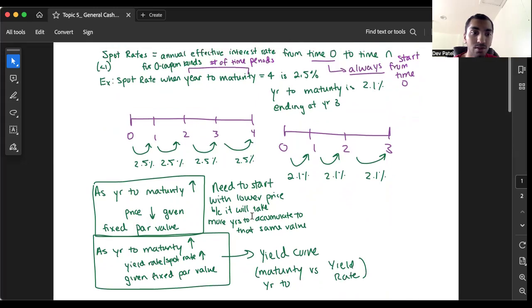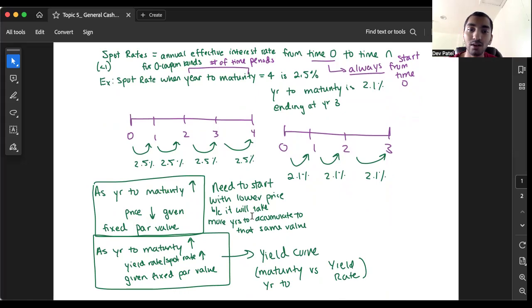Now, let's focus on some of these trends. As the years to maturity increase, the price is going to decrease given a fixed par value. Before I go further, you will really want to understand bonds and loans and the time value of money first, in order to understand these spot and forward rate concepts. So first, as the years to maturity increase, the price decreases given a fixed par value.